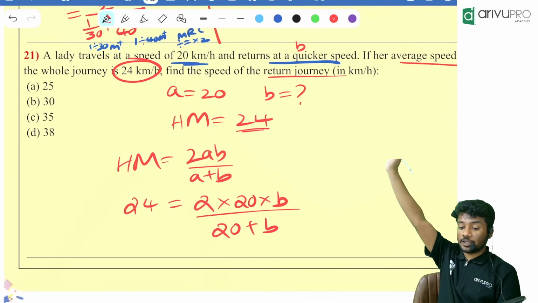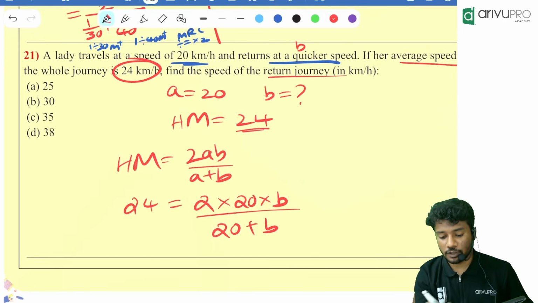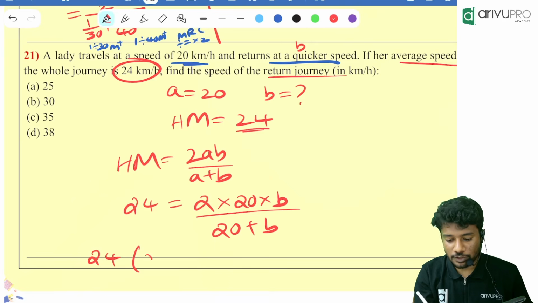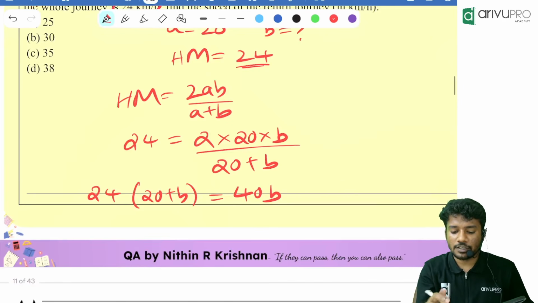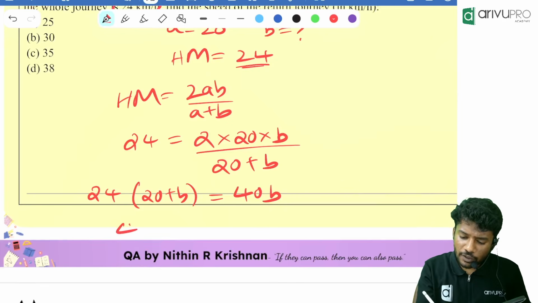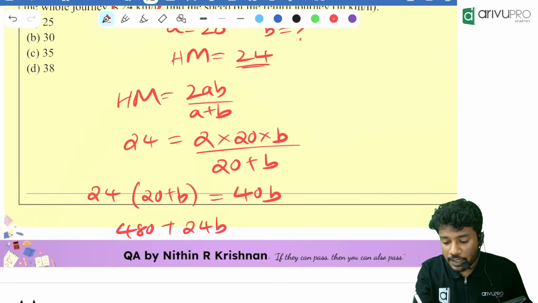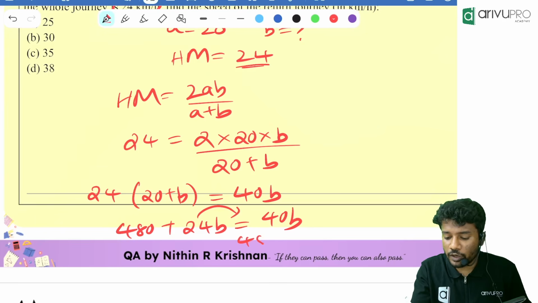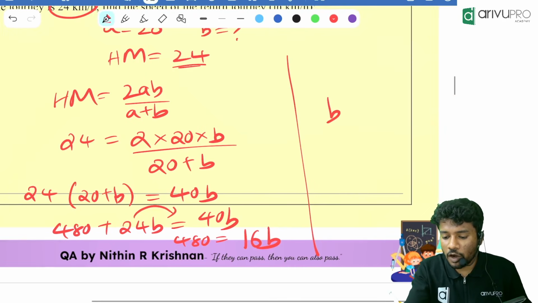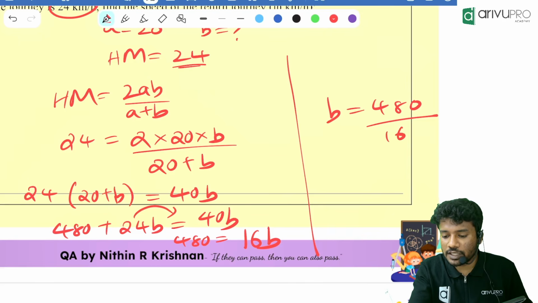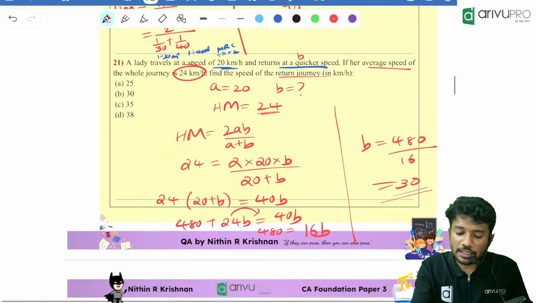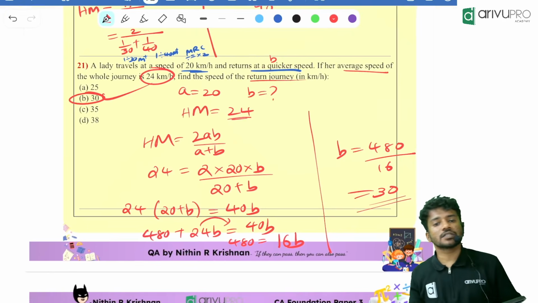Anyway, you can use the options or you can cross multiply. Cross multiply. That is 24 into 20 plus B is equal to 40B. Open the bracket. 24 into 20 is how much, people? 480. Plus 24 into B is how much? 24B, which is equal to 40B. Take this to the other side. That means 480 is equal to how many B? 16B. From that, B is equal to 480 divided by 16, which is equal to how much, people? 30 km per hour. Option B is the answer.